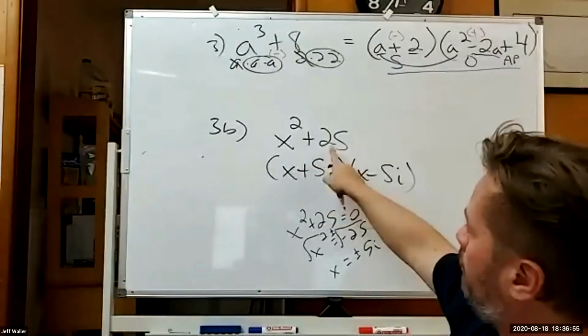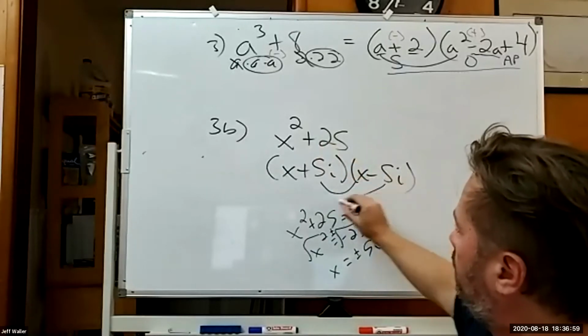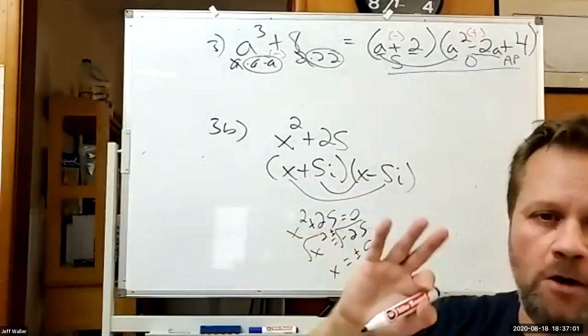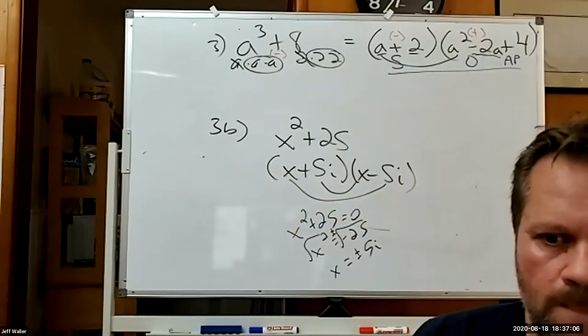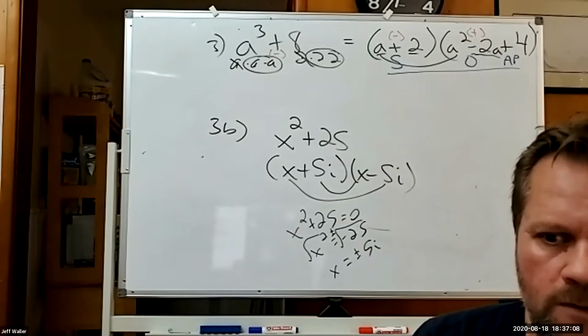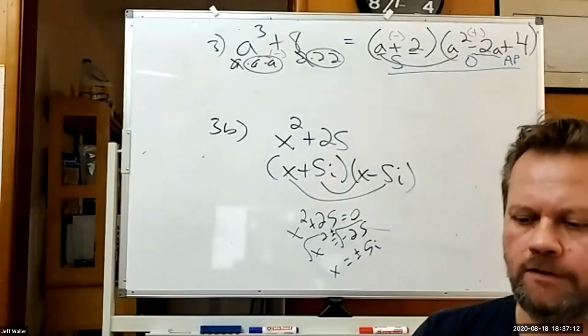You need two numbers that multiply to be positive 25 and add to be 0 because you want the middle terms to cancel. And the only way you can do that is with complex numbers. I see. I like it.